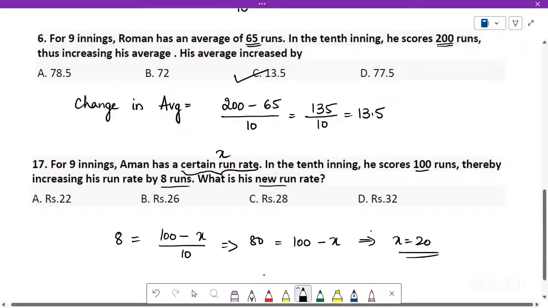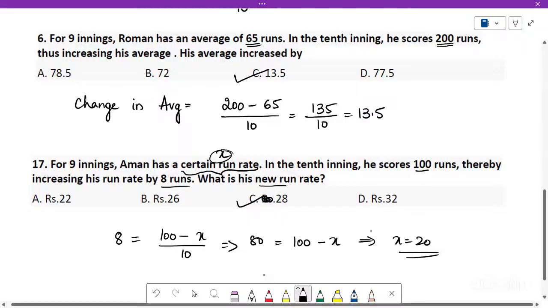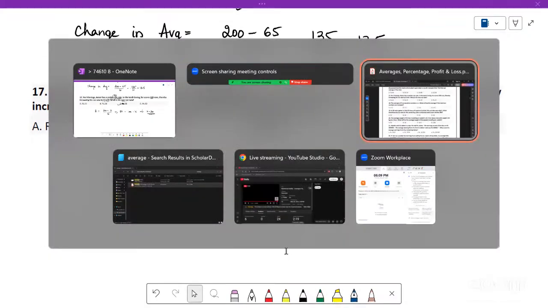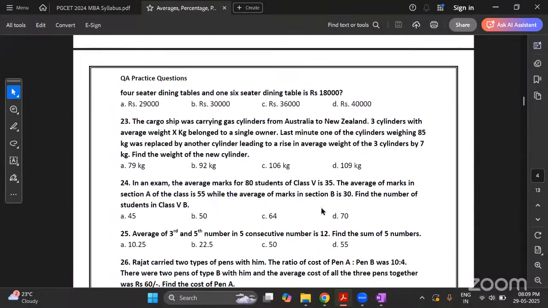What is x? It is the previous run rate. So the new run rate is 20 plus 8, which is 28. The new run rate is increased by 8 runs. Whatever was the old average, the new average is 8 more. Therefore, the new average is 28. Understood this, everybody? That is about change in average.